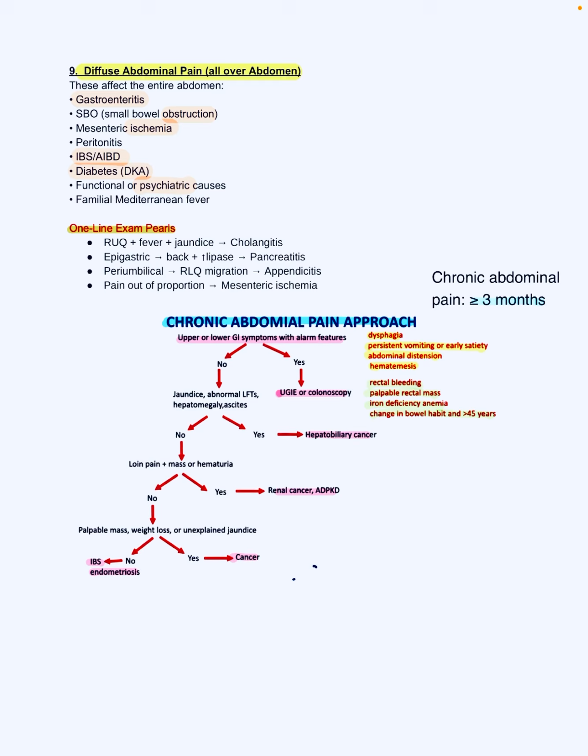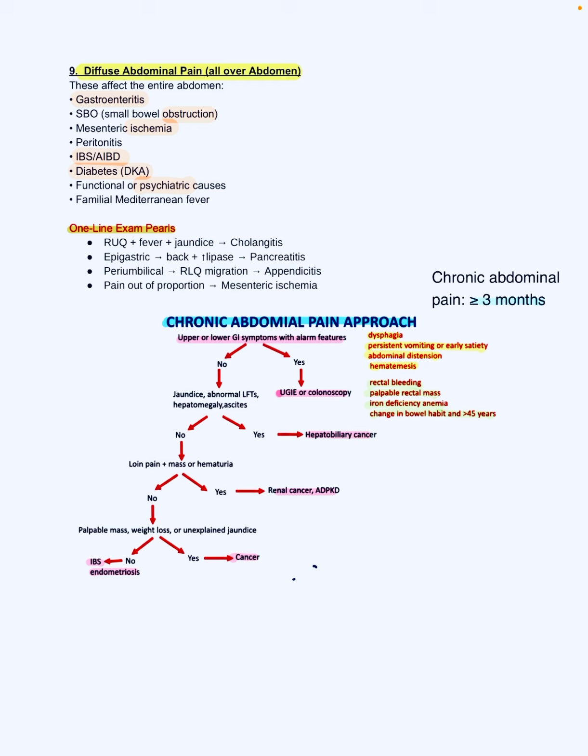The most important thing is to find out whether there are any upper or lower GIT symptoms with alarm features. The upper GI symptoms are dysphagia, persistent vomiting, early satiety, abdominal distension, and hematemesis. And the lower GIT symptoms are rectal bleeding, palpable rectal mass, iron deficiency anemia, change in bowel habit, and age more than 45 years.